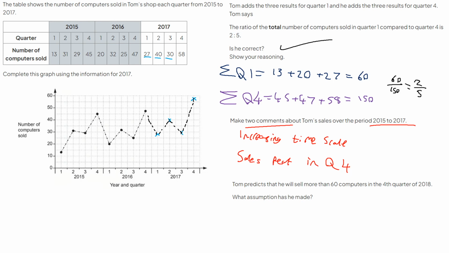Tom predicts that he will sell more than 60 computers in the fourth quarter of 2018. What assumption has he made? Well, if we take a look at his time trend line, you can see that it's not entirely straight. So he's not making any assumptions there. But if you look carefully at his results, from here to here, it's going to be +2. So he's making the assumption that he's going to only increase by 2.